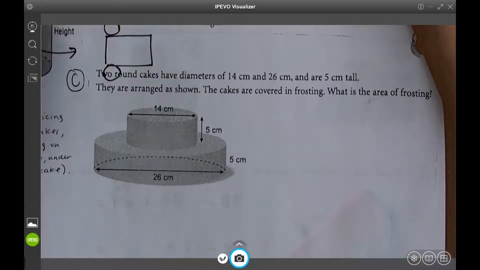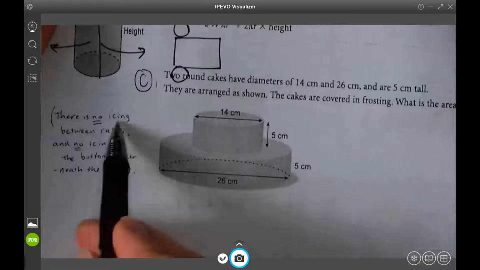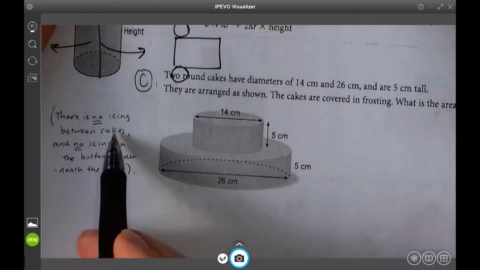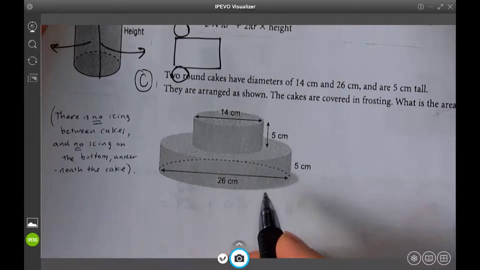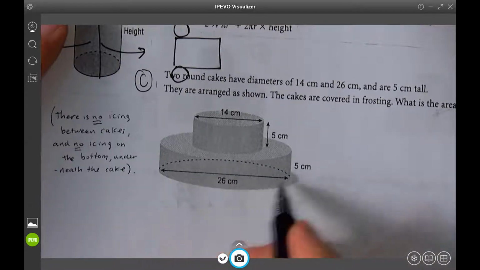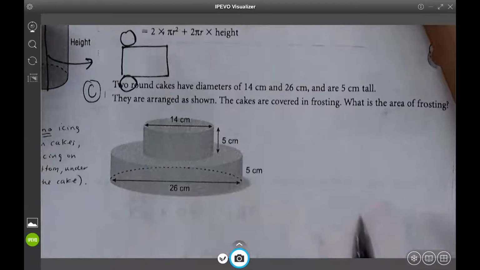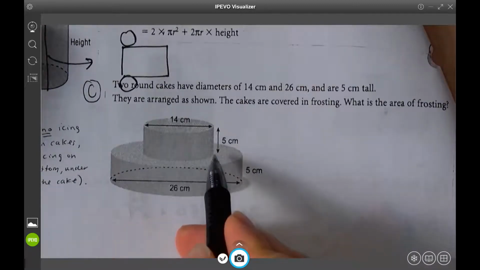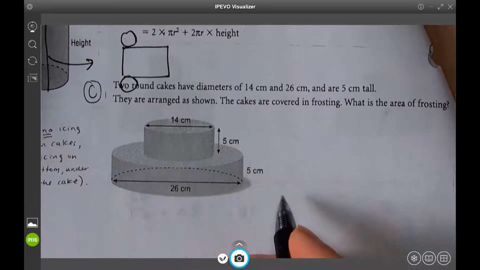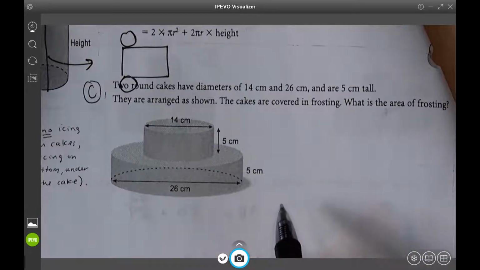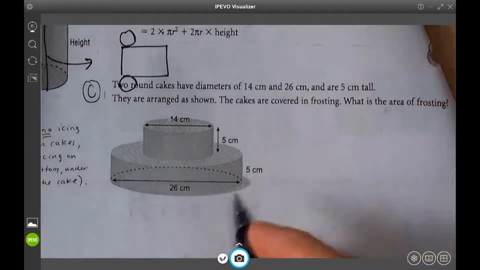So the cakes are covered in frosting. And look, there is no icing between the cakes, okay? And no icing on the bottom or underneath. There's a little note there. So no icing underneath. You don't usually put icing underneath, and usually there is icing in between, but in this case, there is not. It's just lathered in icing. So what's the area of the frosting?